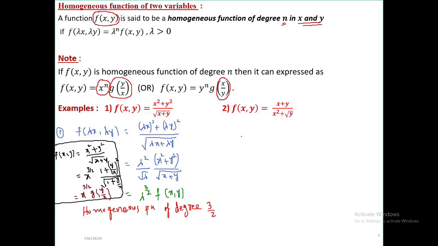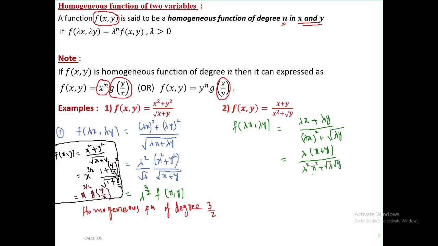Similarly here also, is it a homogeneous function? So f of lambda x comma lambda y. What is this? So lambda x plus lambda y. Wherever x, there you write lambda x. Wherever y, there you write lambda y. And lambda x whole square, plus root of lambda y. Numerator, lambda is out. What will remain is x plus y. And what about the denominator? Denominator lambda square x square, root lambda is there. So lambda square x square and root lambda into root y.